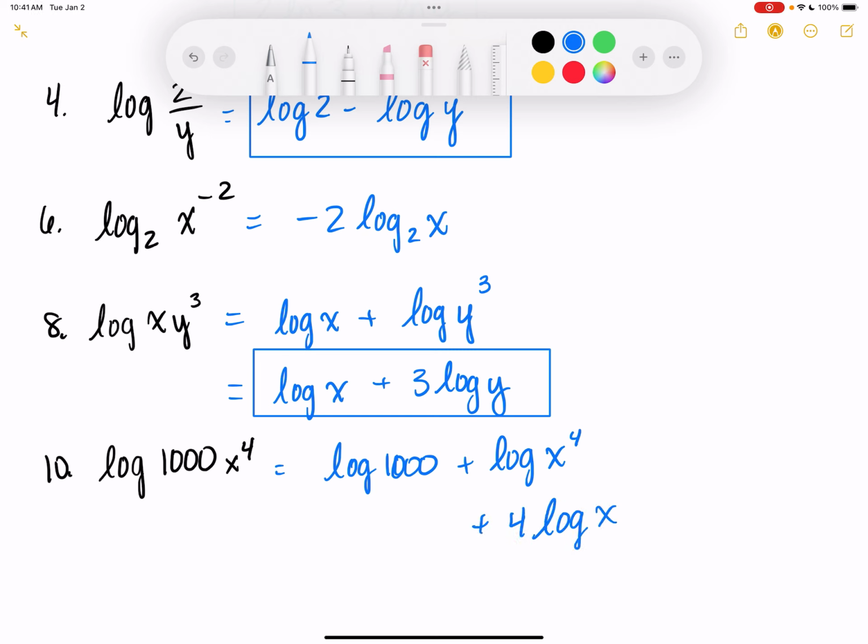But with this first part, what do I know about this log? What type of a log is this?